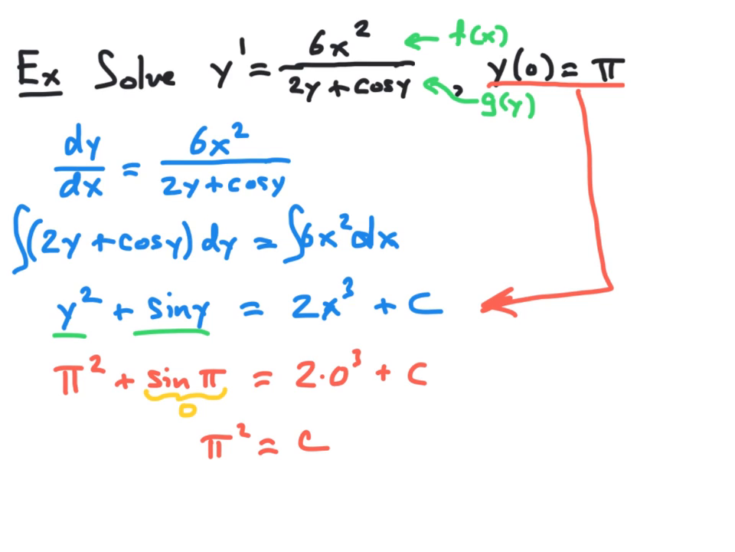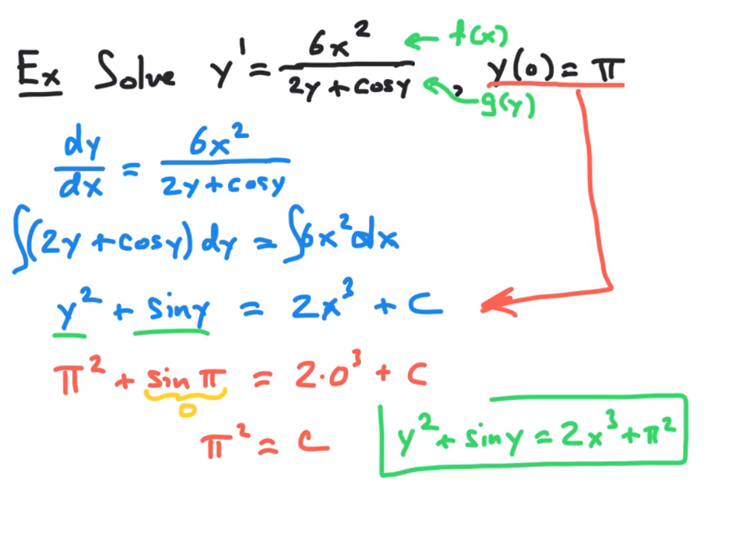And so our final solution to our differential equation, which is an implicit function, will be y squared plus sine of y equals 2x cubed plus pi squared. And this will be our solution to our differential equation.